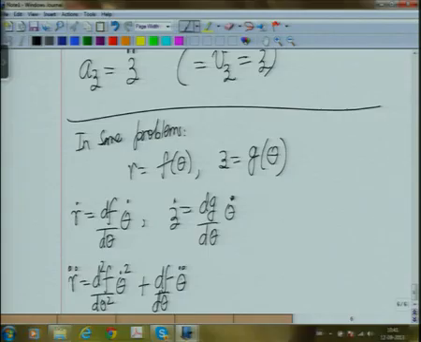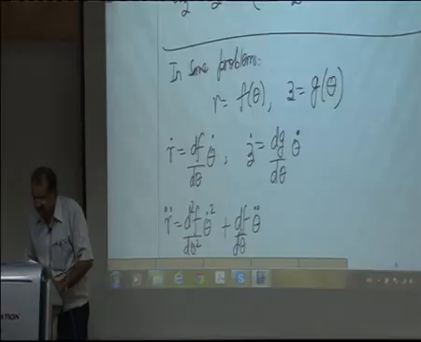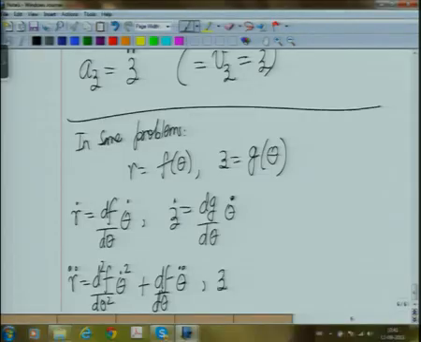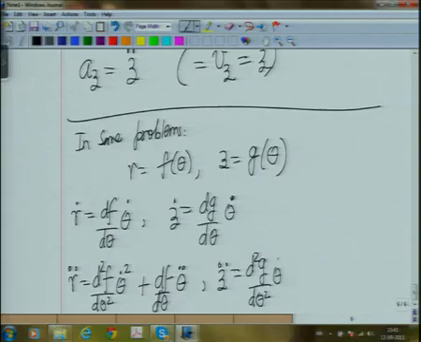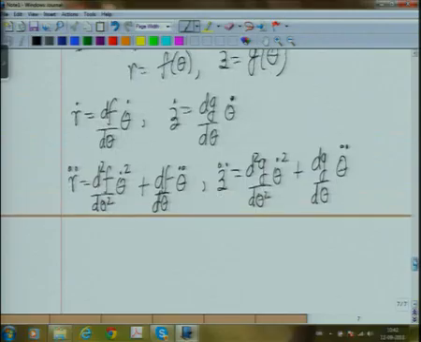So keep in mind you have to differentiate each of these terms when you get to the second derivative, and similarly z double dot will be d2g by d theta square times theta dot square plus dg by d theta times theta double dot. So this will have to be kept in mind.